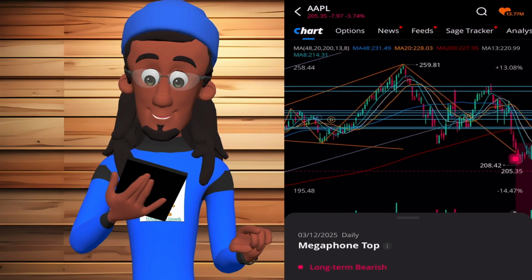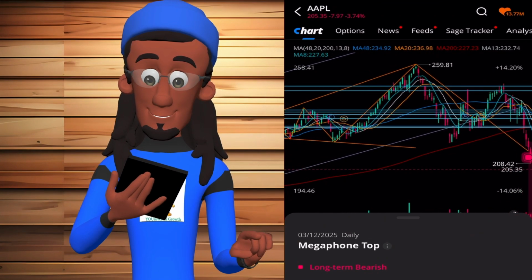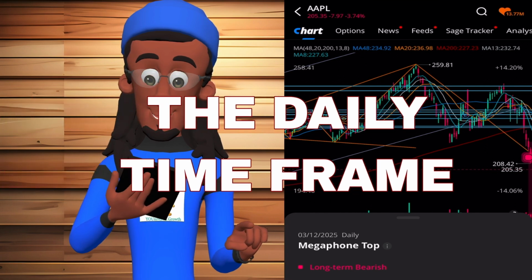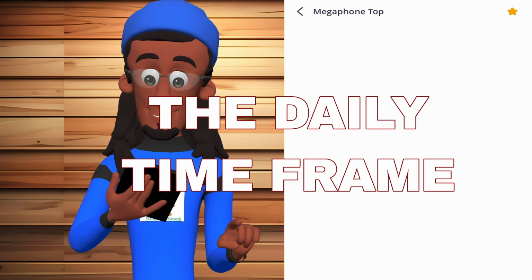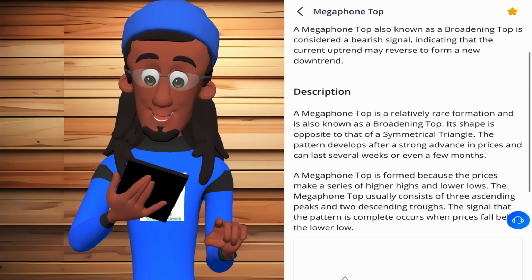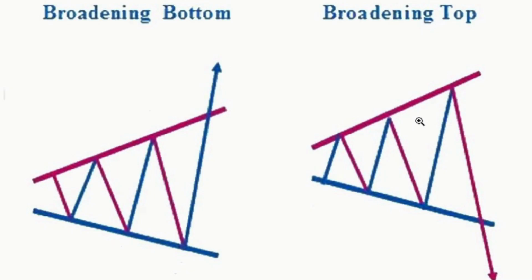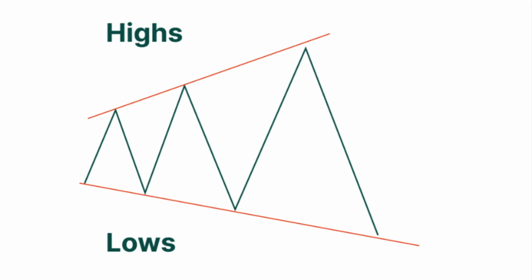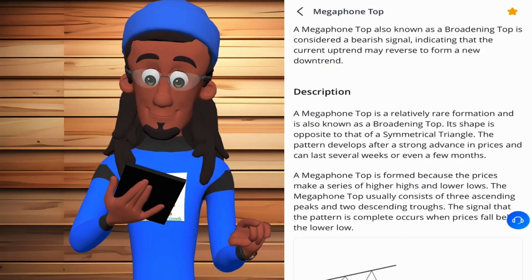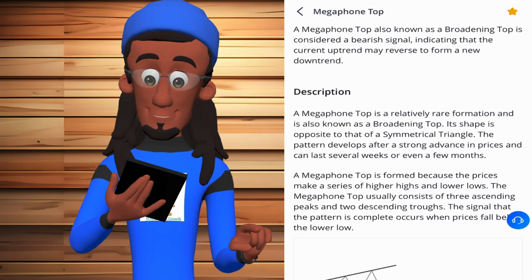So what is a Megaphone Top? How do you begin to recognize it on the daily time frame? So let's get into it. Okay, so a Megaphone Top is relatively rare and is also known as a broadening top. Its shape is opposite to that of a symmetrical triangle. Okay, so more on that symmetrical triangle to come. The Megaphone Top develops after a strong advance in prices and can last several weeks or even months.